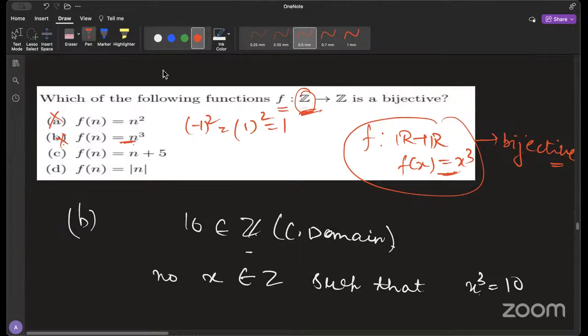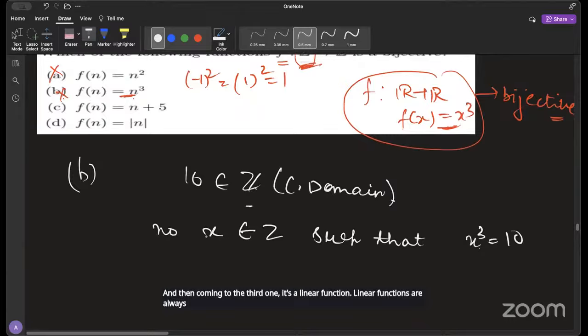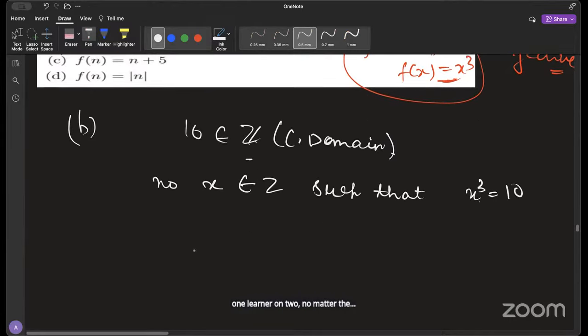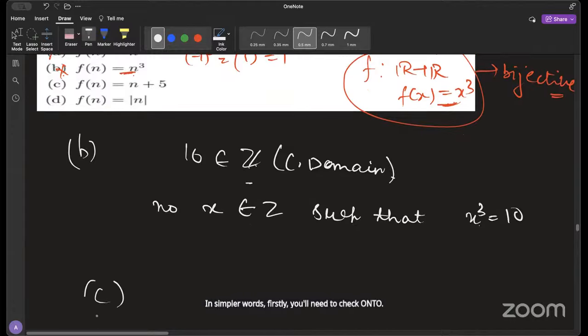This one fails to be onto, surjective. And then coming to the third one, it's a linear function. Linear functions are always 1-1 and onto, no matter the domain and all. Because, in simpler words, firstly you will need to check 1-1. So why is it 1-1?